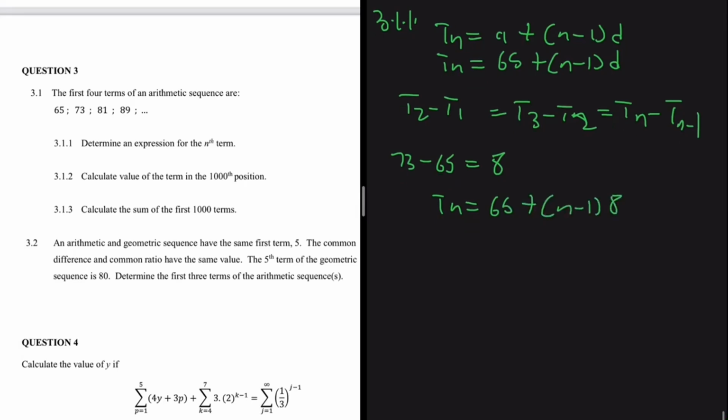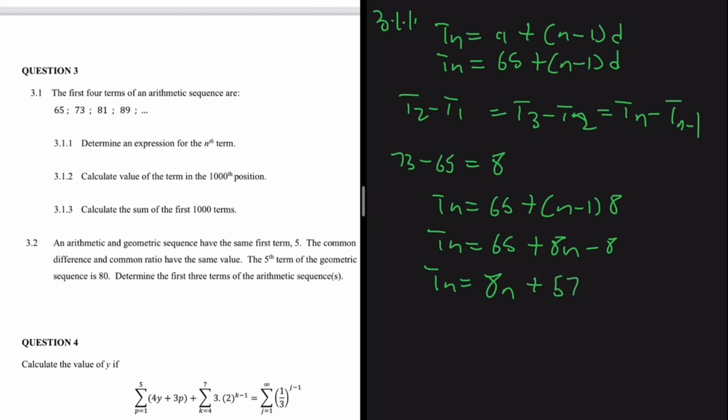So now we can say Tn is equal to 65 plus n minus 1 multiplied by 8. So Tn will be equal to 65 plus n multiplied by 8, that is 8n, and then minus 1 multiplied by 8, that is minus 8. So now we have Tn is equal to 8n, and then 65 minus 8. 65 minus 8 is 57. So we're going to have plus 57 here, and then we have our general formula.